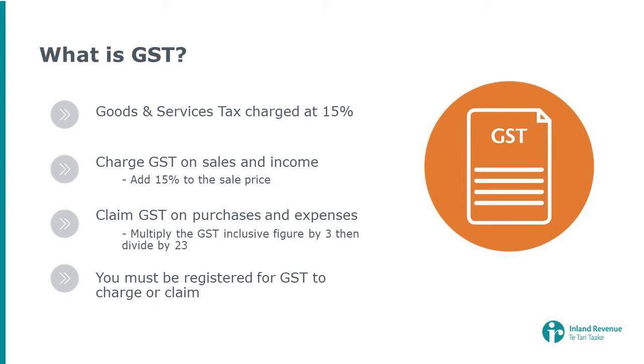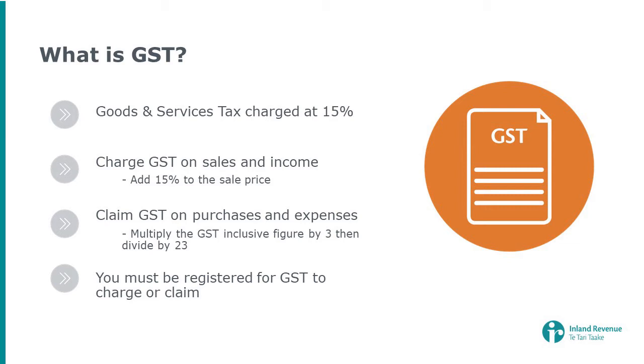So, what is GST? It's a tax charged on most goods and services, and the rate is 15%. If you're adding GST onto your sales, then add 15% to the starting price. So if you're charging $100 plus GST, you calculate 15% of $100. This is $15, and your total charge including the GST is $115.